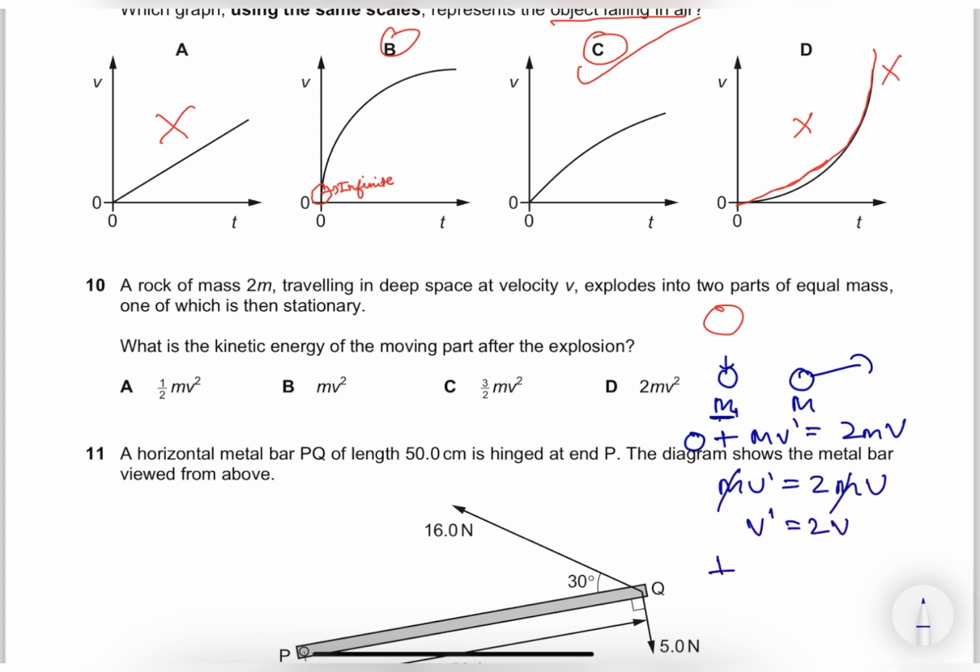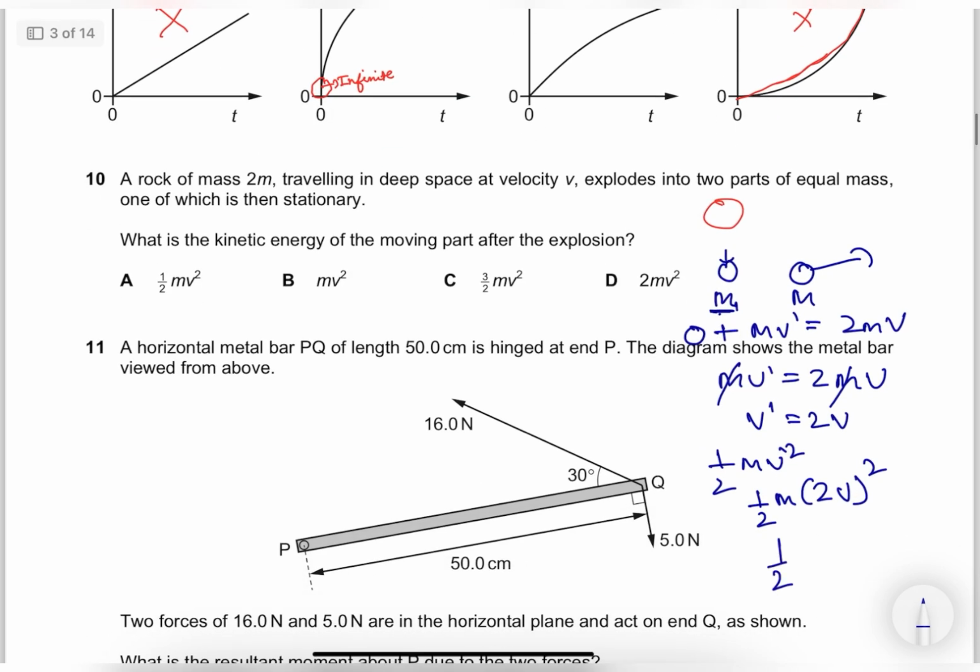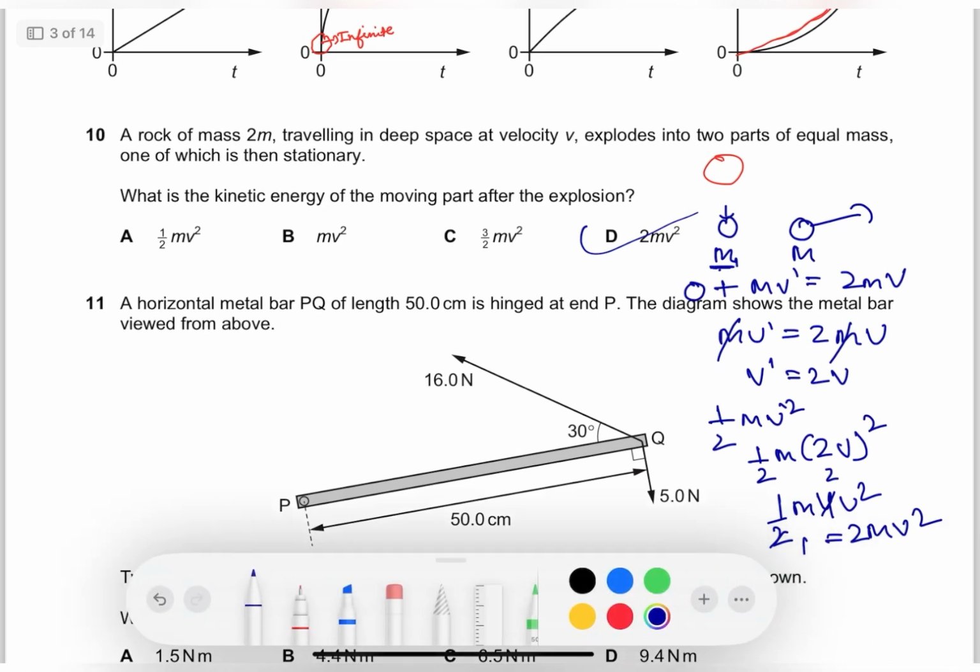What will be the kinetic energy then? It would be half m v dash square, right? So half m times (2v) whole square, that will result in half m 4v square. Half times 4 is 2, so it would be 2mv square. This one is the correct answer, learners. Let us move on to the next part.